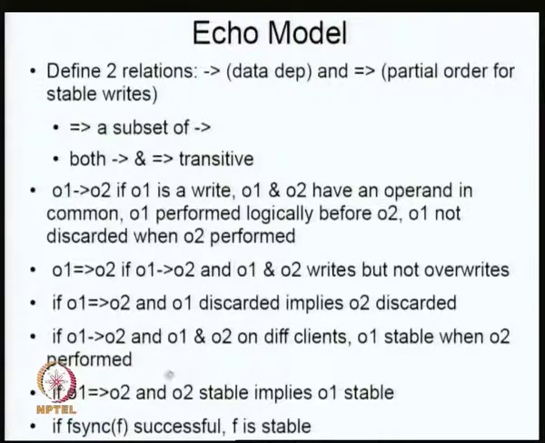Now, in terms of ordering for stable writes, if O1 has to be made stable before O2, then if O2 is stable, that means O1 has to be stable. Okay. And if fsync of F is successful, F is stable. Okay.